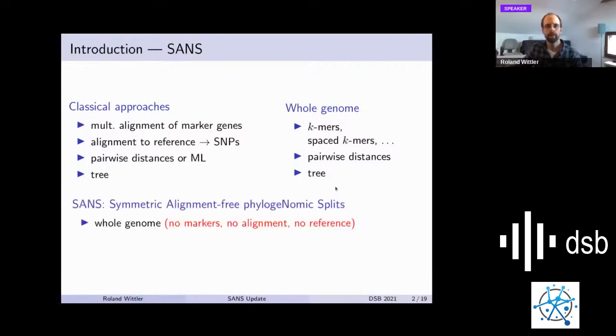And the method SANS is also a whole genome-based approach. It's also k-mer-based, but instead of inferring a tree, we infer phylogenetic splits. I will show you in a second what this means. All in all, we don't need any annotations, we don't need marker genes, no alignment, no reference, and we don't even do a pairwise comparison in the end. And that's why we came up with the abbreviation SANS: Without.